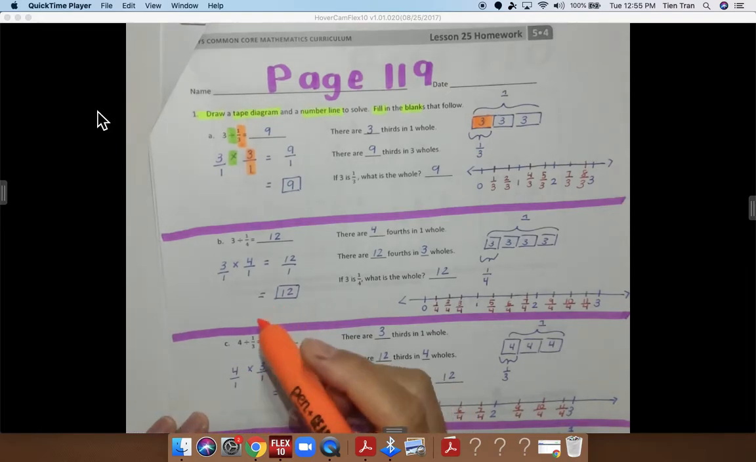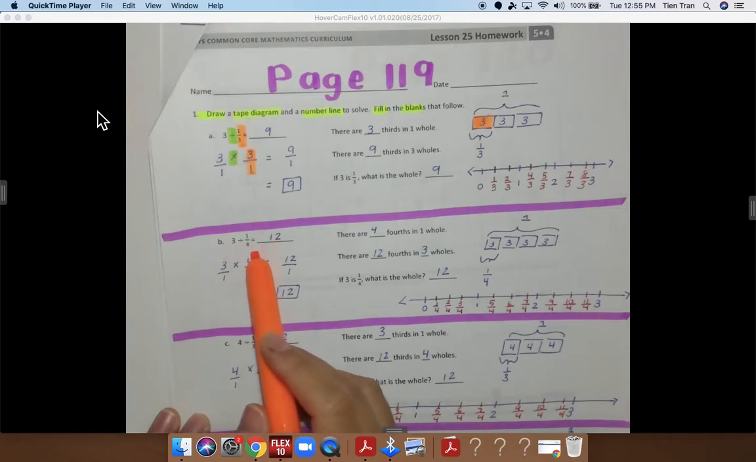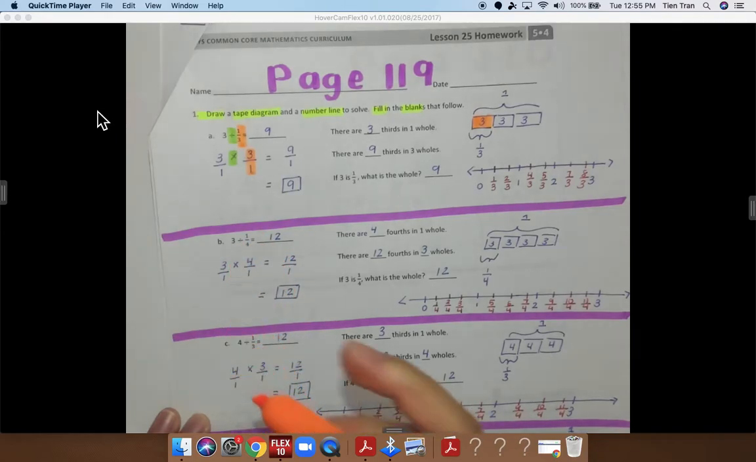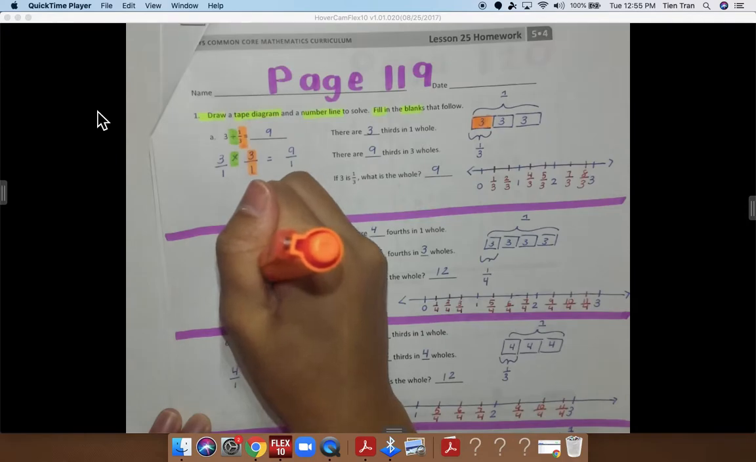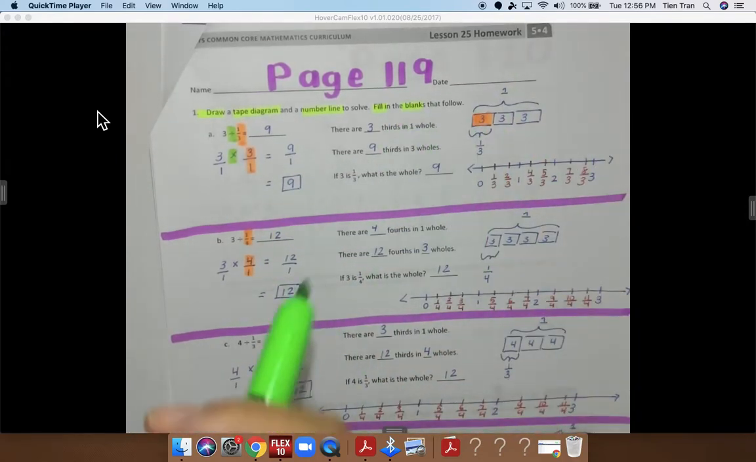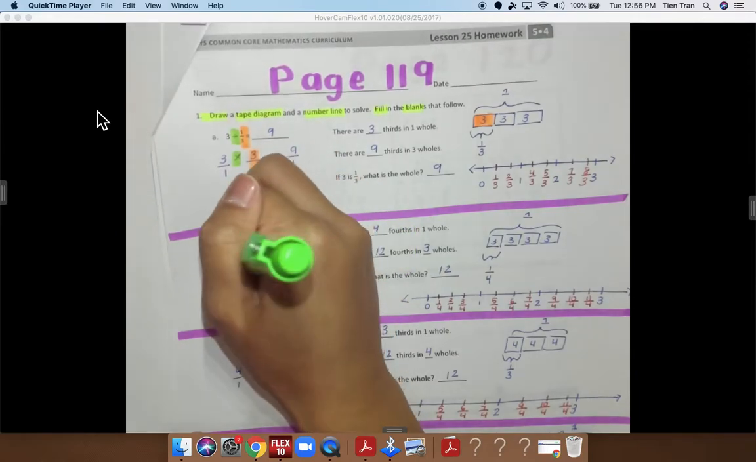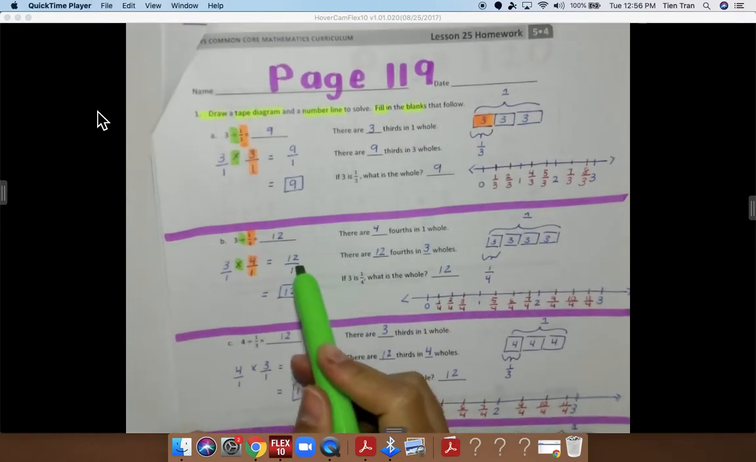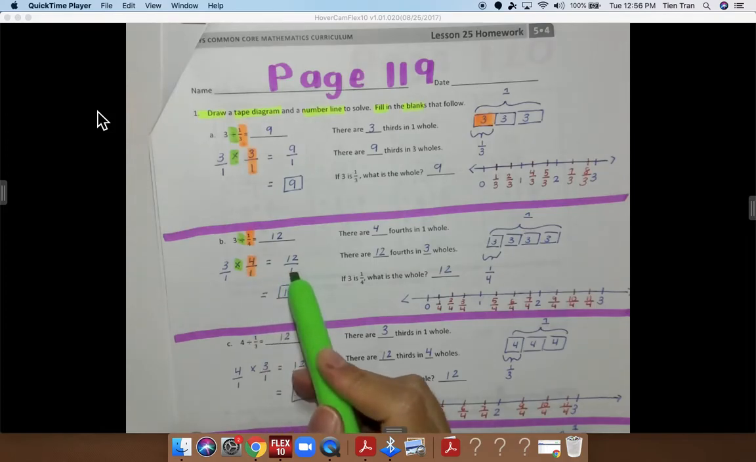For problem B, we have 3 divided by 1/4. So I'm going to be flipping 1/4 to 4/1, or 4. And I am changing my division sign into a multiplication sign. 3 times 4 is 12. 1 times 1 is 1. 12 divided by 1 is equal to 12.